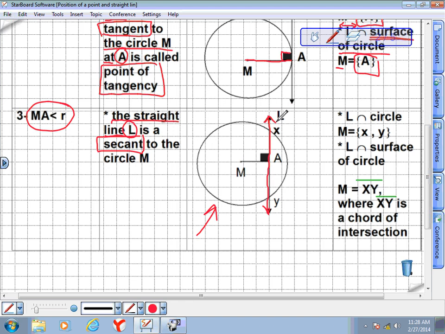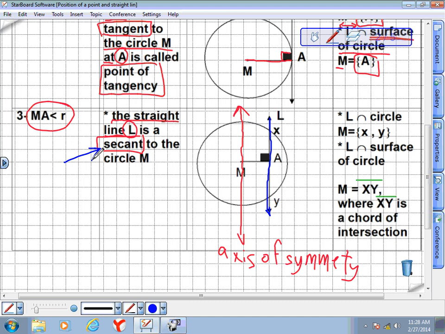And we must know that if the straight line passes through the center, like here, in this case this straight line will be called an axis of symmetry. But if the straight line passes through any other position inside the circle, it will be called a secant.